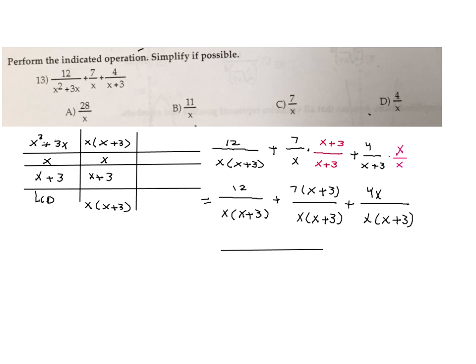So what I'll do now is I make one fraction here and I write at the bottom of the fraction x times x plus 3. Now I can add what I have at the top of the fraction. So let's go ahead and distribute this here. Very good. We get 7x plus 21. So I have 12 plus 7x plus 21 plus 4x.